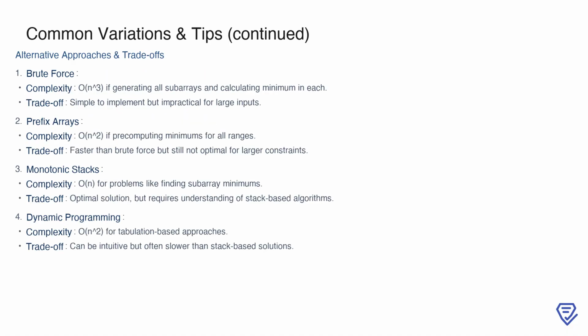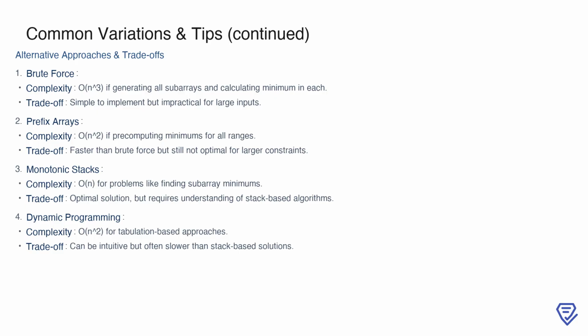When considering alternative approaches to this problem, it's important to weigh their trade-offs. A brute force solution, for instance, involves generating all subarrays and calculating the minimum for each, which results in a time complexity of O(n³). While this is straightforward to implement, it's highly impractical for large inputs due to its inefficiency.